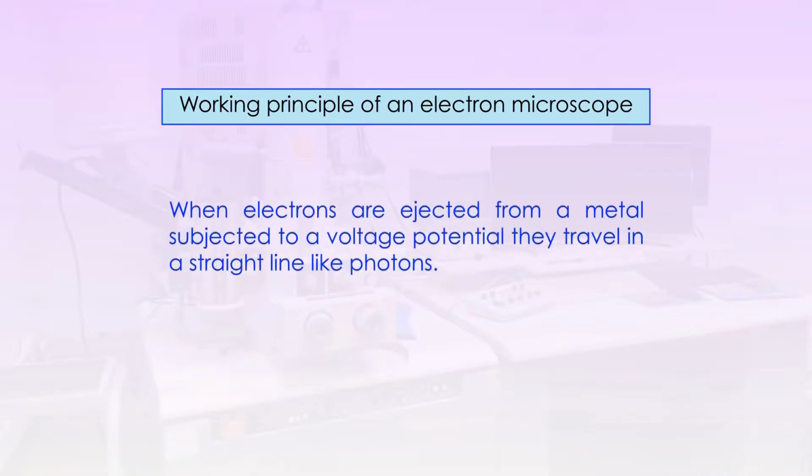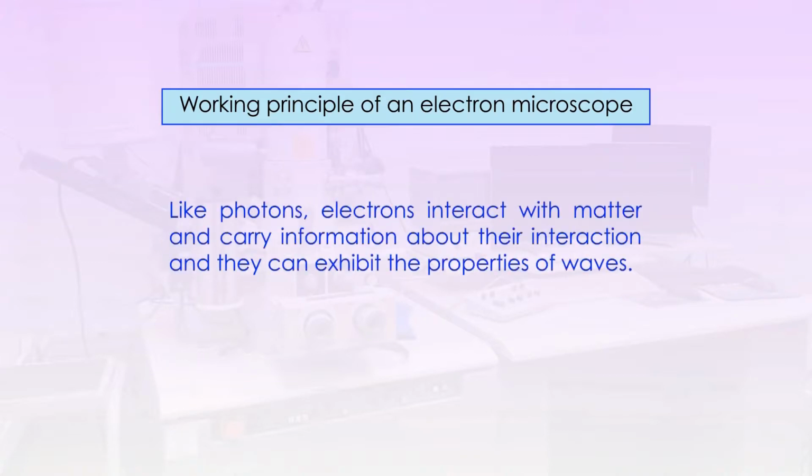Now finally, we'll come to the electron microscope. Modern electron microscopes, which are in use today, were developed in the 1950s, and they are considered an important tool to observe the shape of the macromolecular structures that build up the cells. The working principle of an electron microscope is that when electrons are ejected from a metal that is subjected to a voltage potential, they travel in a straight line like photons.